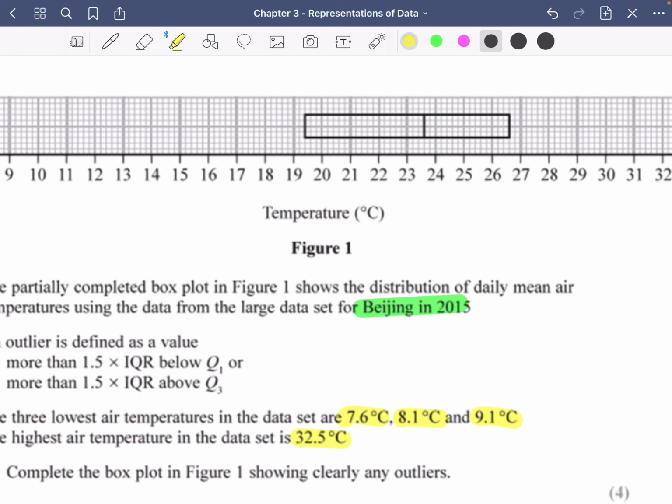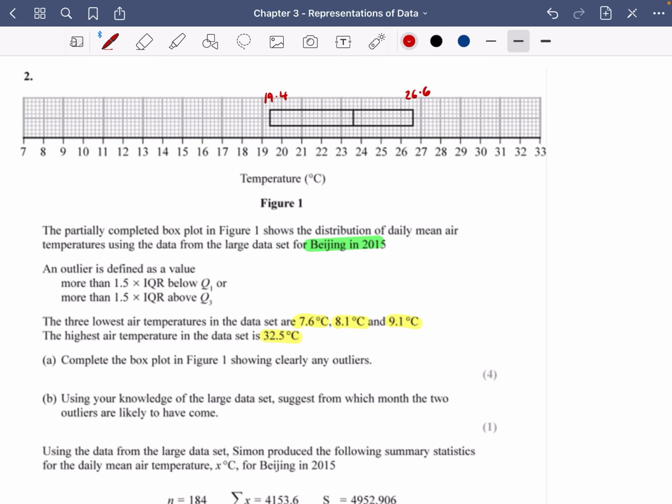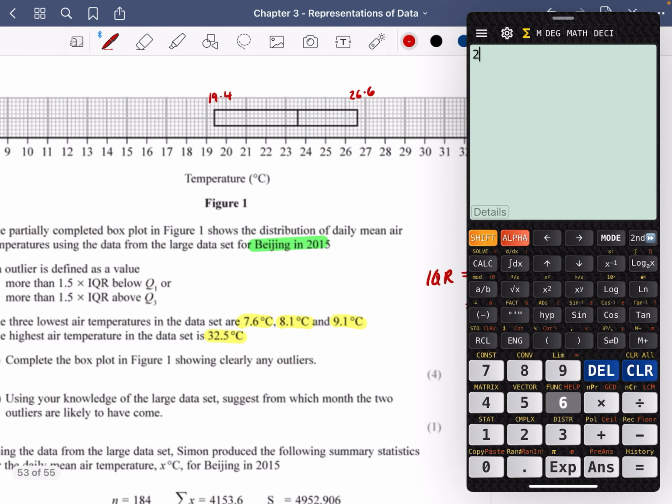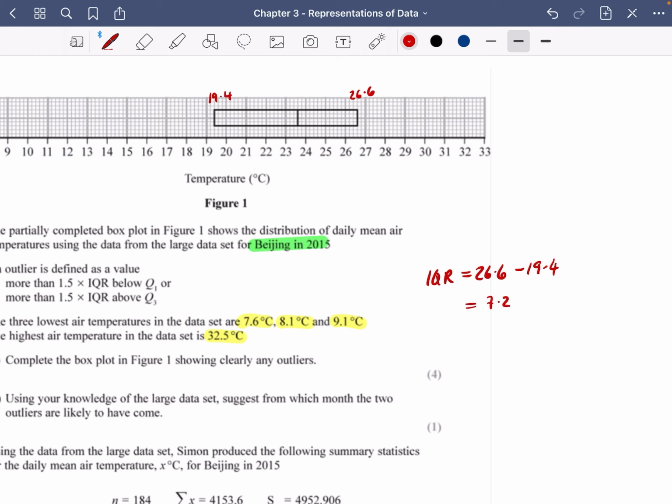Okay, let's quickly see if we can just grab these values. So this top value looks like 26.6, and this looks like 19.4. So I think we're going to need to figure out what the interquartile range is. So it's 26.6, take away 19.4, it's 7.2. So let's work out our outlier boundaries.